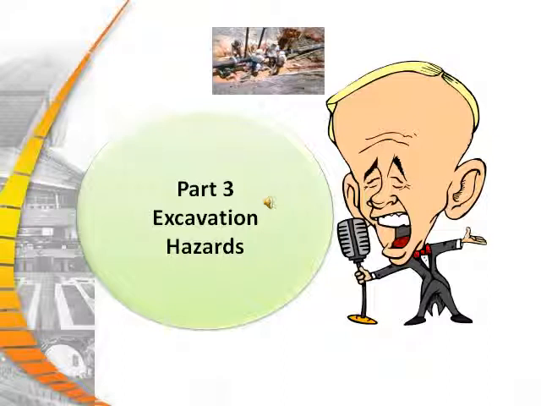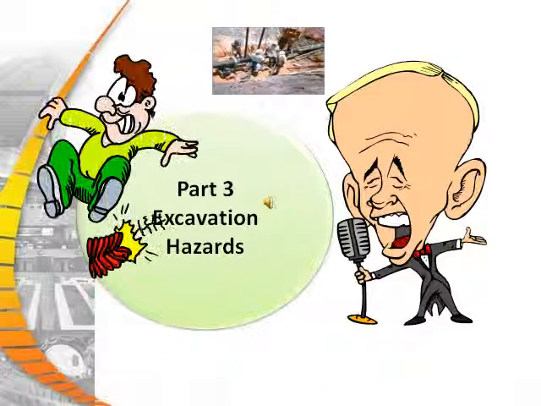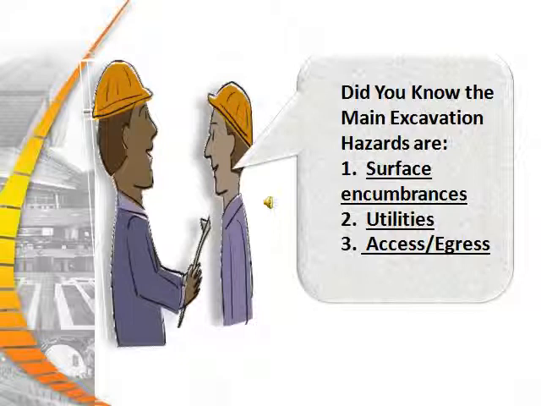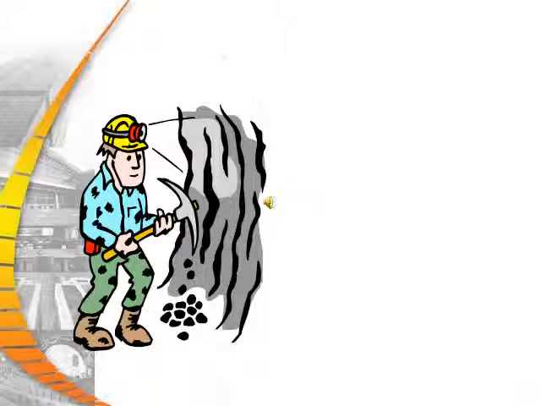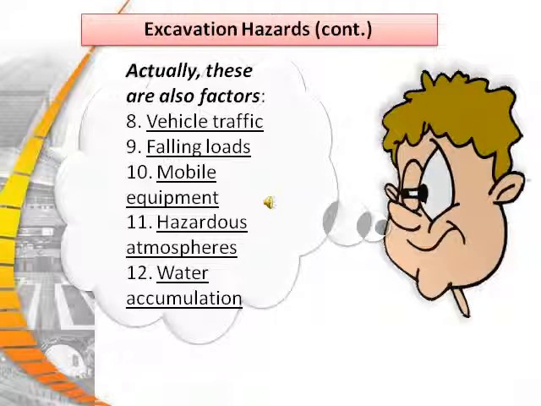Part 3, excavation hazards. Did you know that the main excavation hazards start with surface encumbrances, which we will define, utilities, access and egress issues? These issues also include adjacent structures, loose rock or soil, falls, and cave-ins. Included in these are vehicle traffic, falling loads, mobile equipment, hazardous atmosphere, and water accumulation.